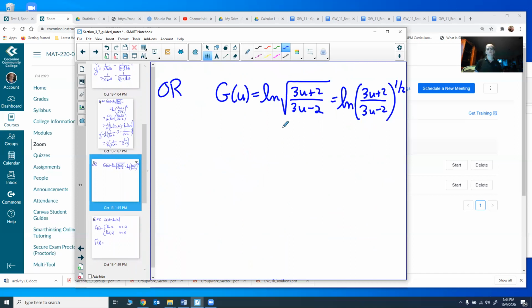You could do it the long way, but I'm not going to. You get the same answer if you did it the other way. They may not look perfectly the same, but they would be algebraically the same.